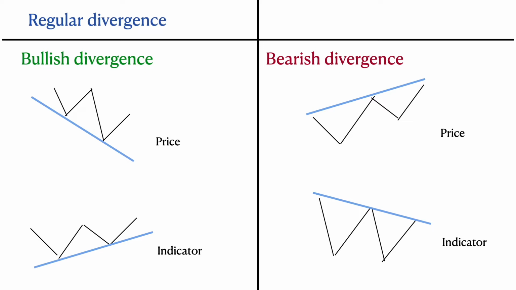However, when the price and indicator are moving in opposite directions, such as the price is making lower lows and the indicator is making higher lows, or that the price is making higher lows but the indicator is making lower lows, then they are in divergence.